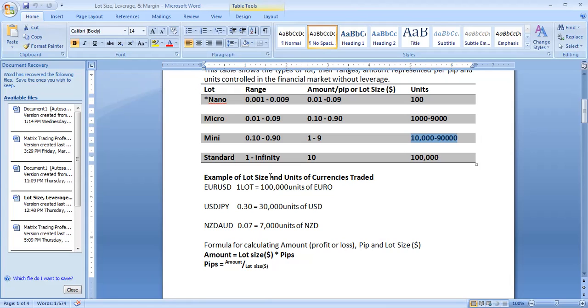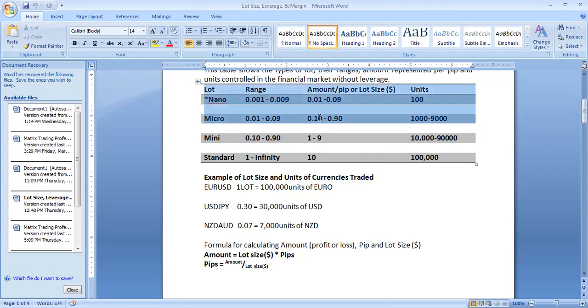So look at it. USD JPY 0.3 lot size. If I'm trading USD JPY at 0.3 lot size, it means what? 30,000 units of USD base currency. If I'm trading New Zealand dollar versus the Australian dollar at 0.07 lot size, I'm trading 7,000 units of New Zealand dollar. Take your time, listen to the recording again, and take your time to digest this.